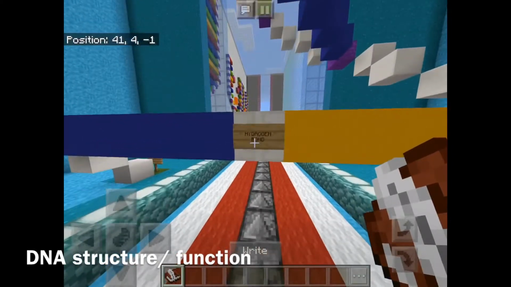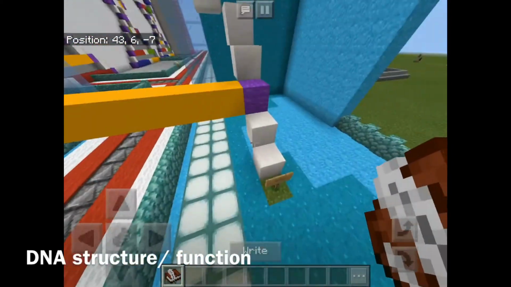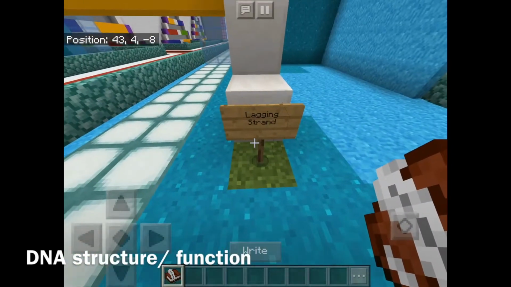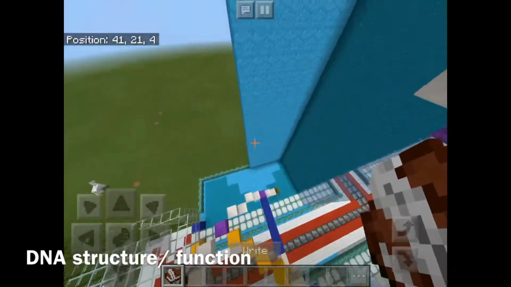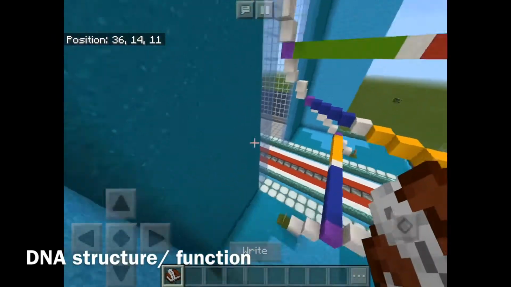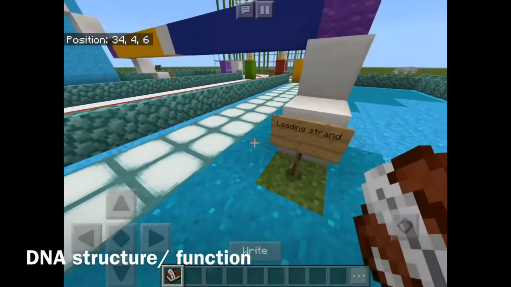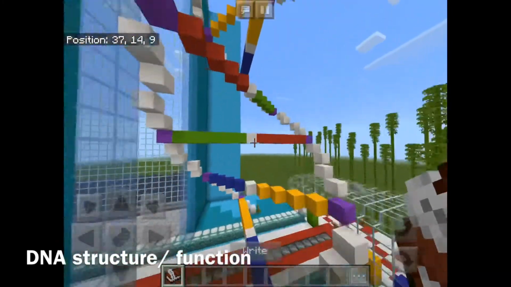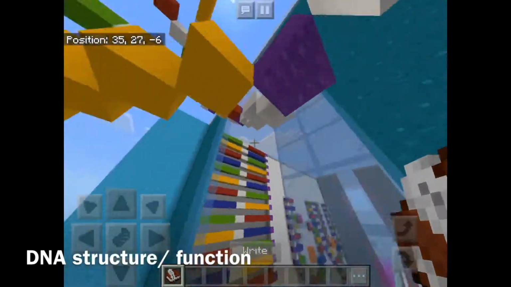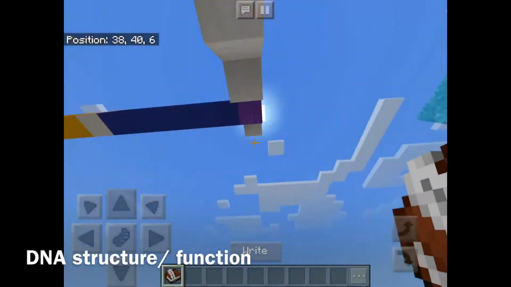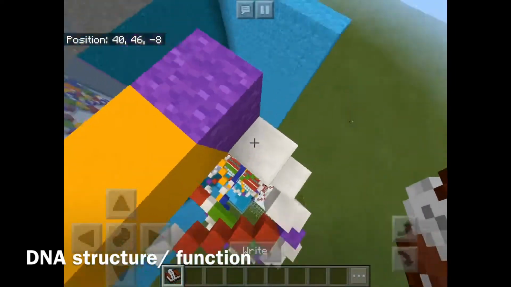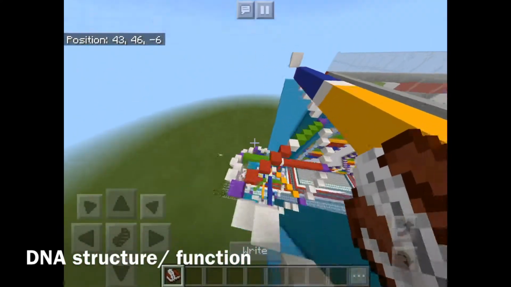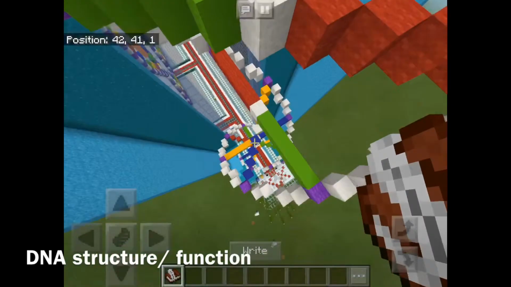So here we have our hydrogen bond, our lagging strand, which you can see over here, and we have our leading strand. So the leading strand is a little bit longer than the lagging strand. This is the leading strand, this is the lagging strand. And you can see our hydrogen bonds.